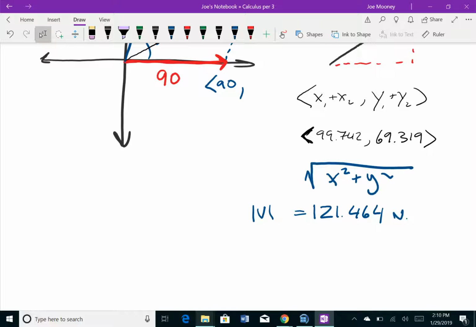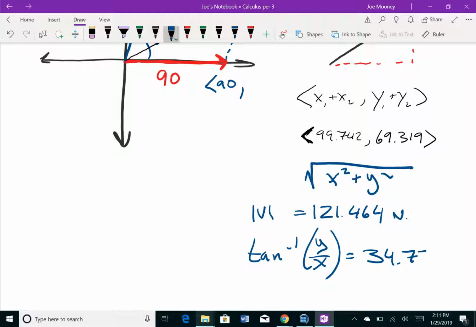Now I have to find direction. We're about 18 seconds away from being done. So we're going to do inverse tangent of y over x. If you do that, I'll do that too. Inverse tangent of y divided by x. I got 34.799 degrees. 799, not 779. Okay.